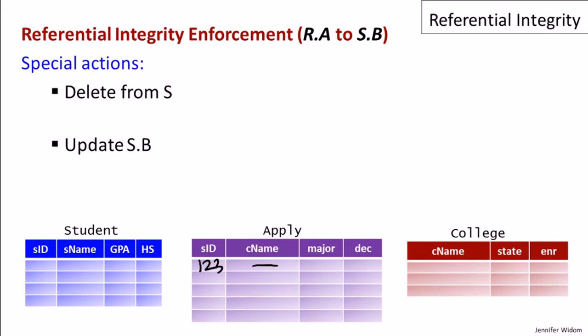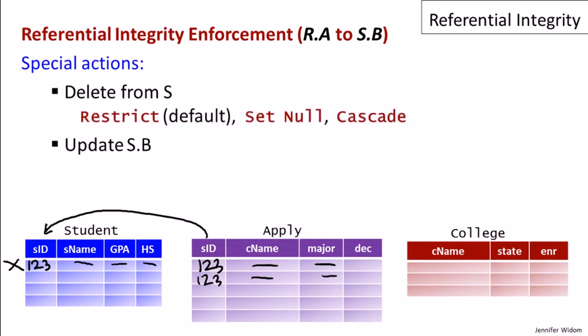So let's say we have our student 1, 2, 3 here. Maybe 1, 2, 3 is applied a couple of places. And then we have our student 1, 2, 3 here in the student table. So right now, referential integrity is good. Everything's okay. But let's suppose that we delete the tuple with 1, 2, 3. So there's actually 3 possible things that can happen depending on how we set up the referential integrity constraint in the first place. So the default behavior is what's called restrict.